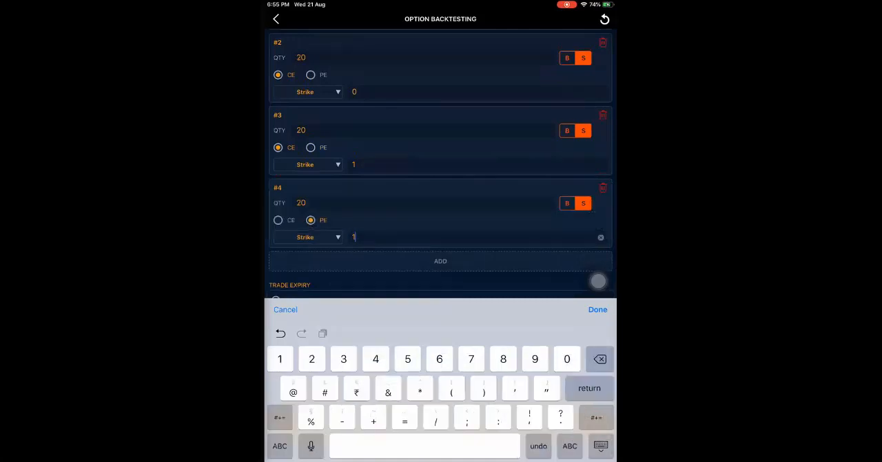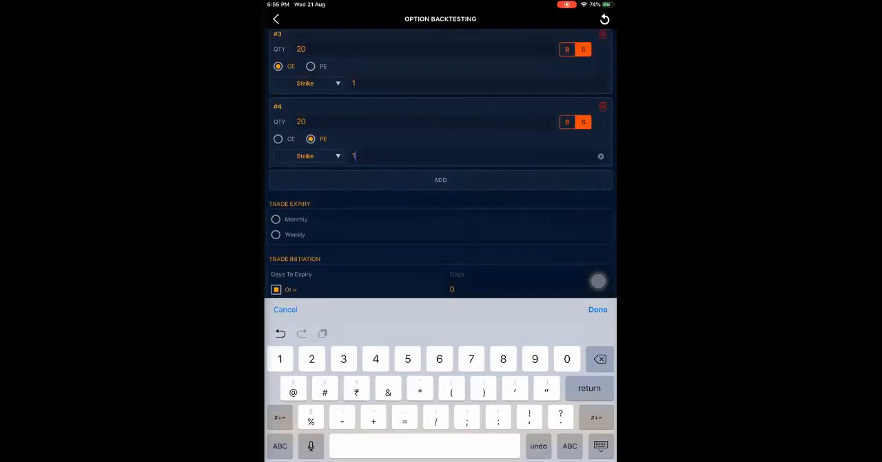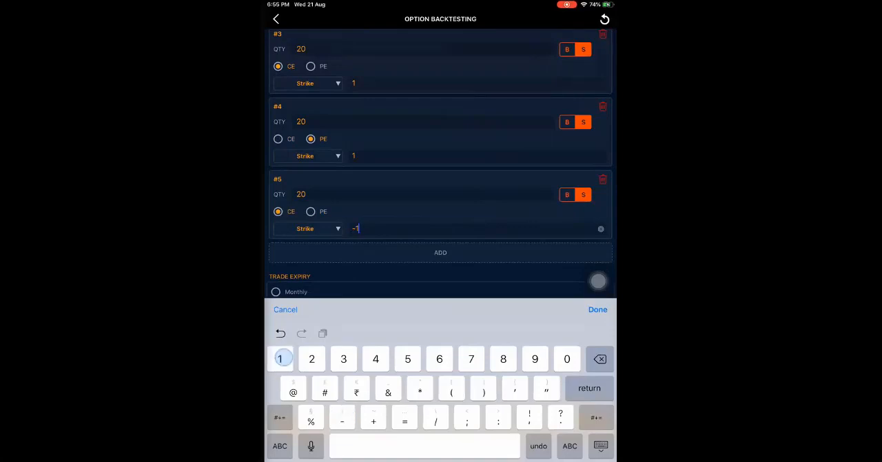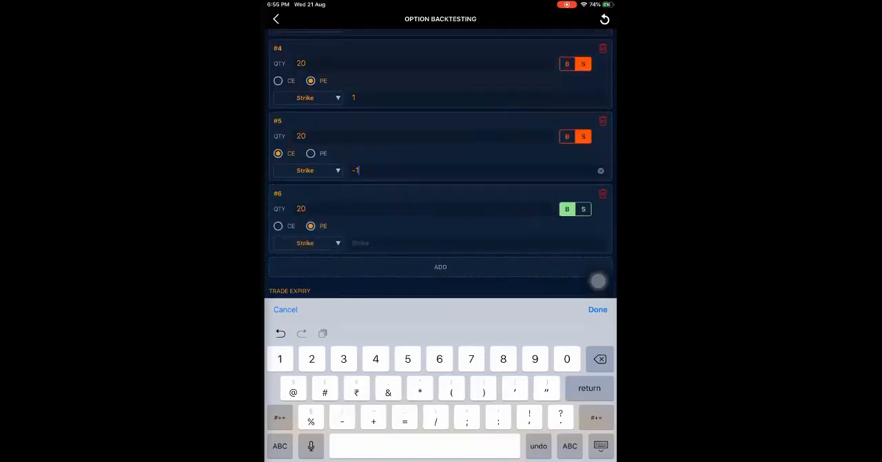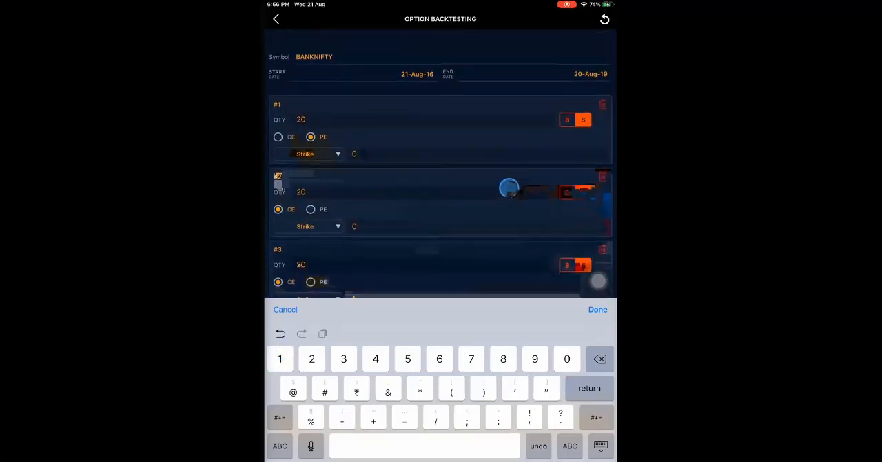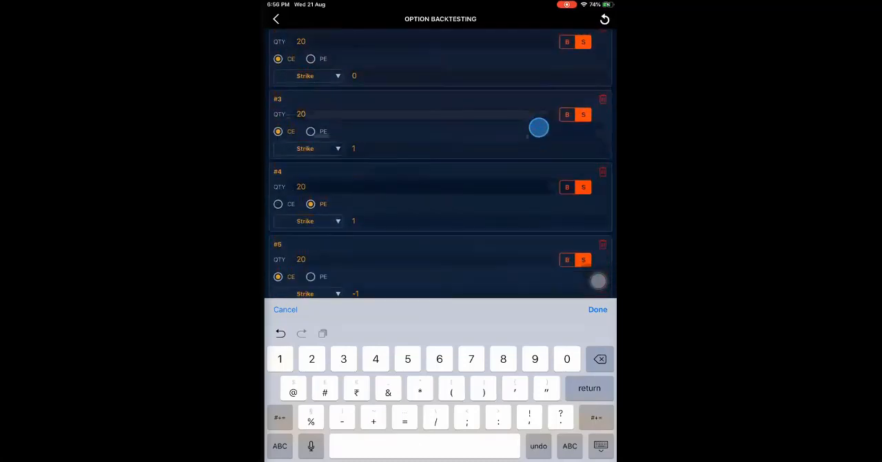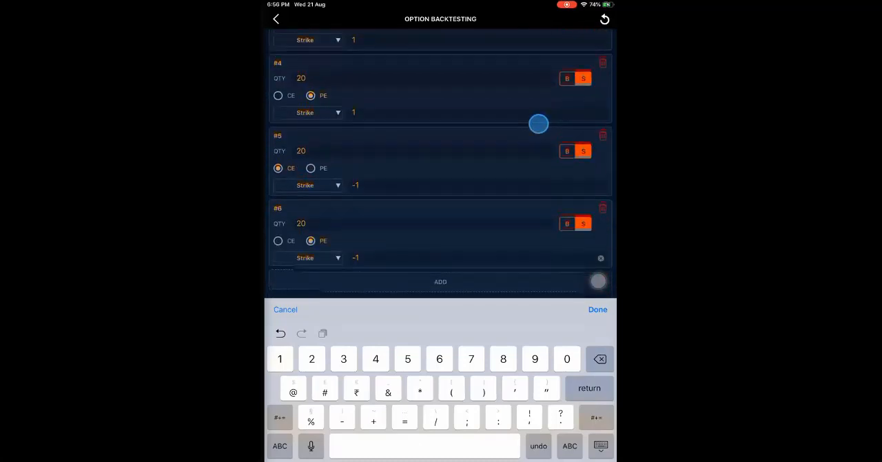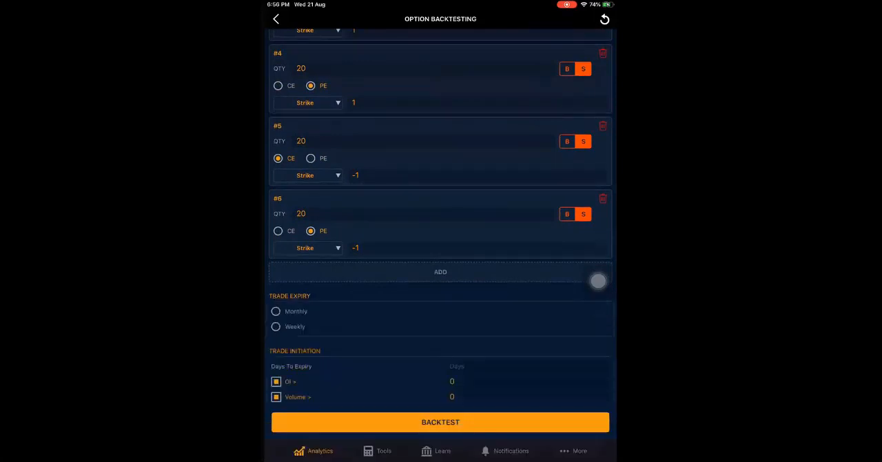Mind you, whenever you're doing this, the strike is based on the at the money. It is not either this call or put. So plus sign means strikes above at the money, minus sign means the strike below it. Clear? Again, add call strike -1, add put strike -1. Okay, so let's see it again: 0 call and put sold, 1 call and put sold, -1 call and put sold. Done. I'm doing this on a weekly basis.